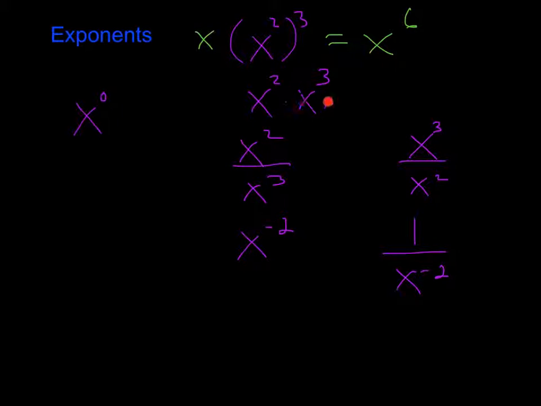If they are on the same level, so there are no parentheses here, right? So this is where I'm going to add them. So this is addition. So x squared times x to the third is x to the fifth. 2 plus 3 is 5.